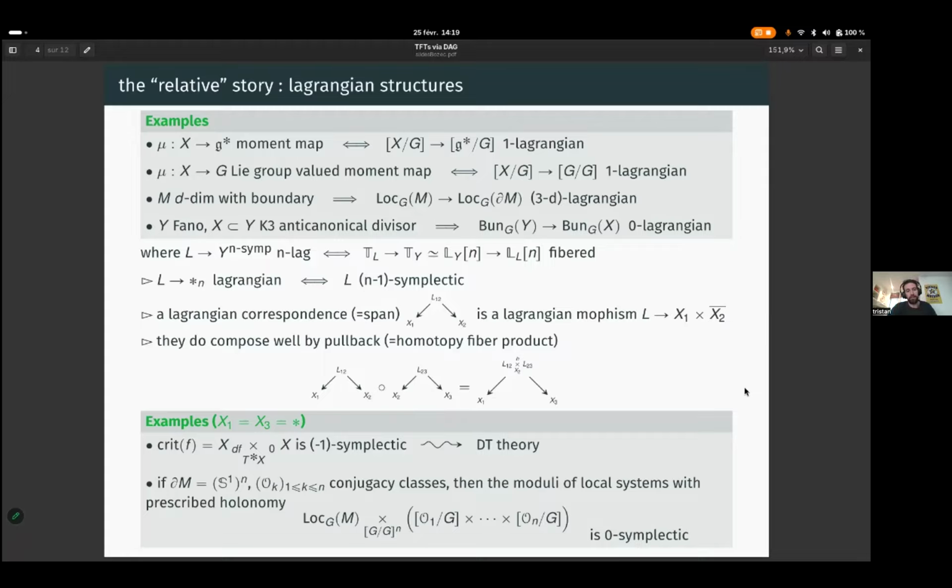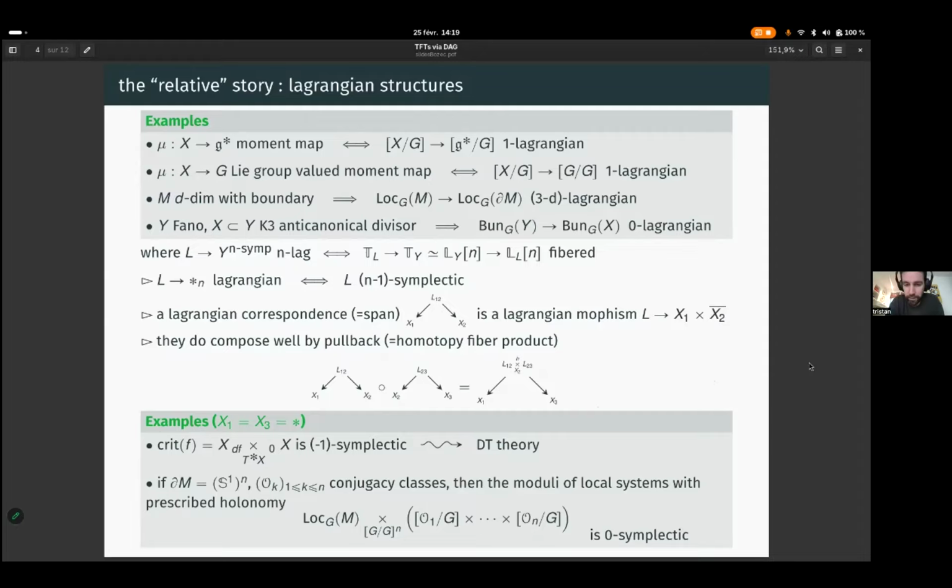Well, I guess this is something extremely usual already in, for instance, geometric representation theory. What it means here in this context is that if I have two correspondences with one common target here, I can just take the pullback of this pair of maps here and get a new Lagrangian correspondence.